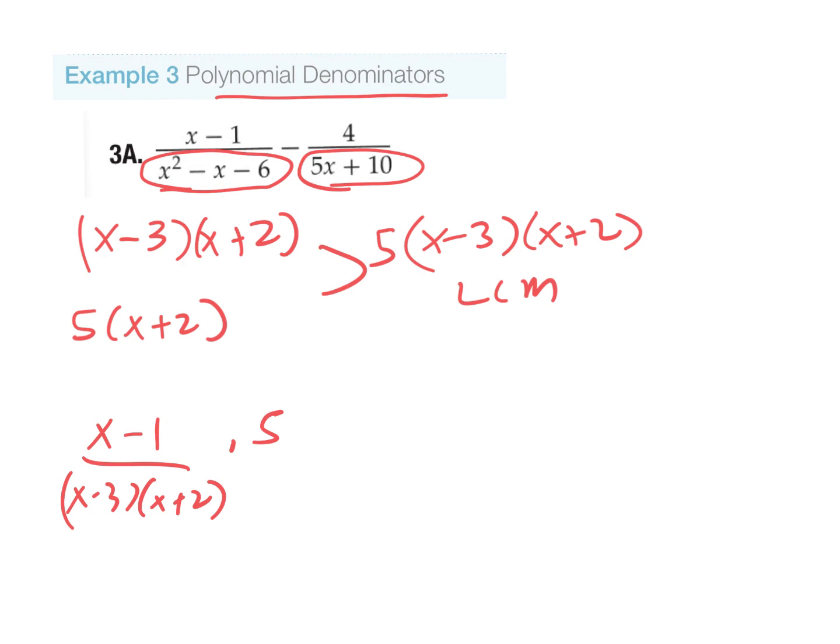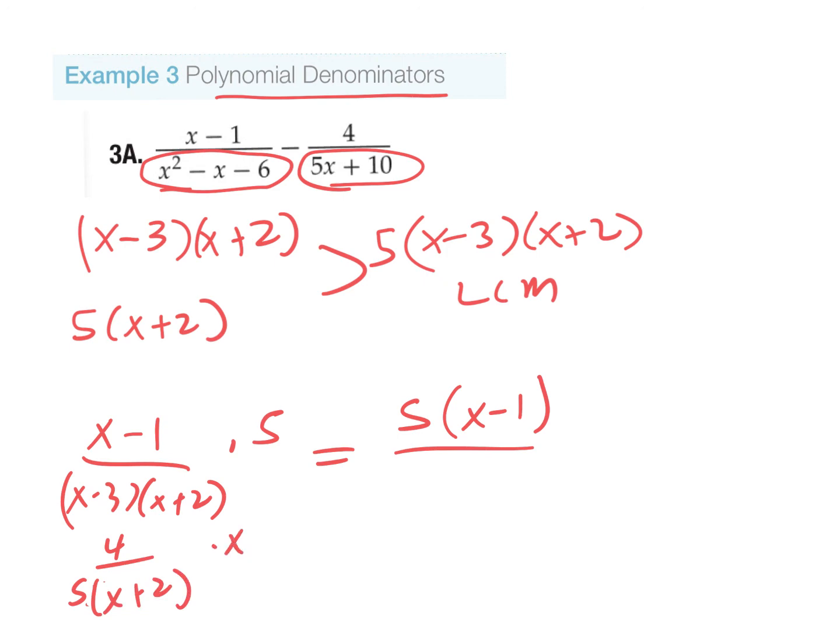Then I'm going to do the next one, which we'll go ahead and get this answer. This would be 5 times x minus 1. I'm not going to multiply it out yet, but I'll just leave it. And then I'll do the next one. I have 4 over 5x. Actually, I want to have that in factor form, so 5 times x plus 2. So what am I missing from our lowest common multiple? I'm missing the x minus 3. So I multiply 4 times x minus 3.